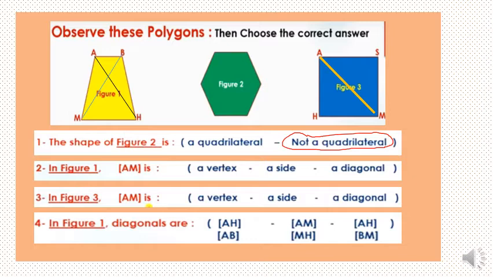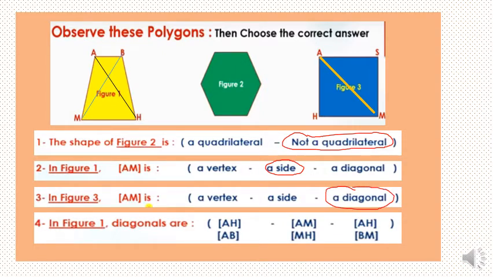In figure 1, AM, is it a vertex, a side, or a diagonal? AM is joining 2 consecutive vertices, so it's a side. Look at figure 3. AM, is it a vertex, a side, or a diagonal? AM is joining 2 opposite vertices, so it's a diagonal.